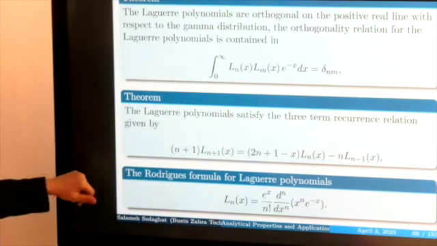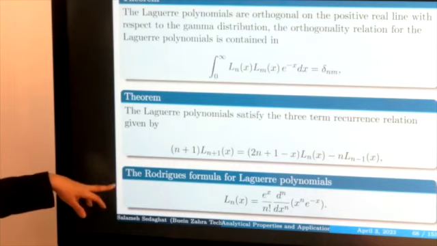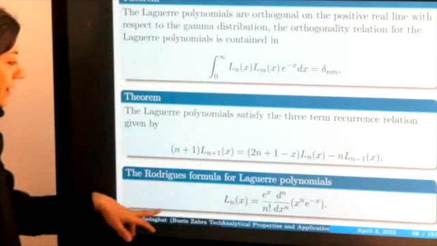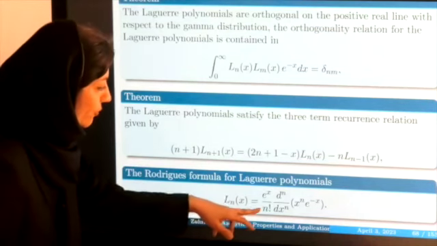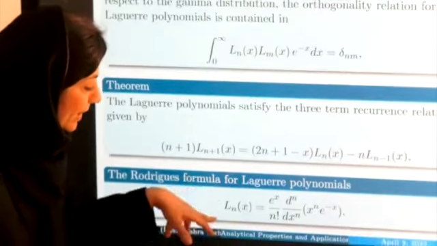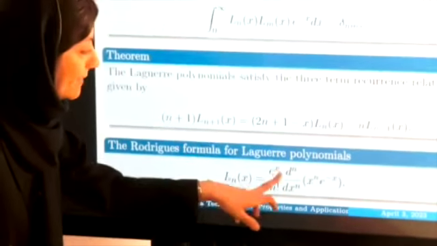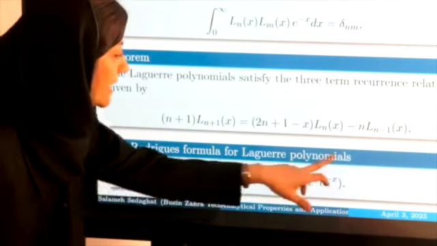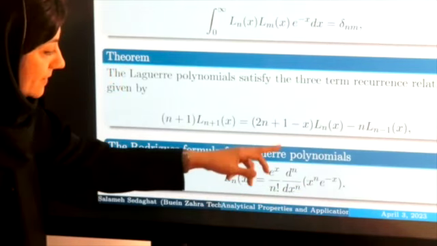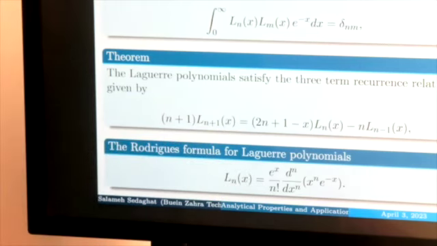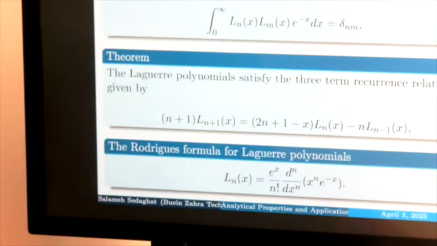Another theorem that we want to prove is the Rodrigues formula for Laguerre polynomial. The Rodrigues formula for Laguerre polynomial can be obtained from this equation. The n-th derivative of this function times this function equals the Laguerre polynomial. And now I want to show it to you.